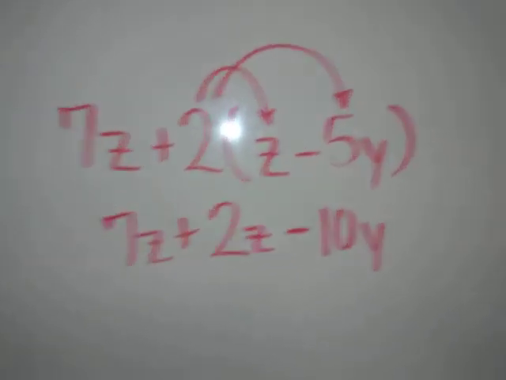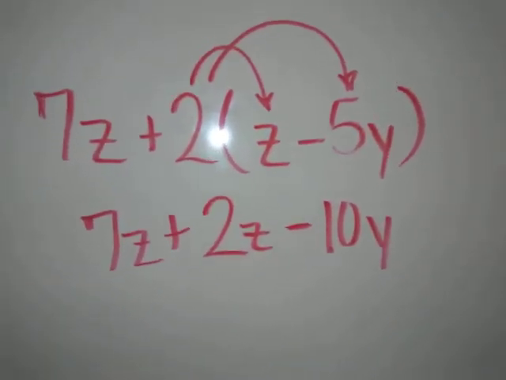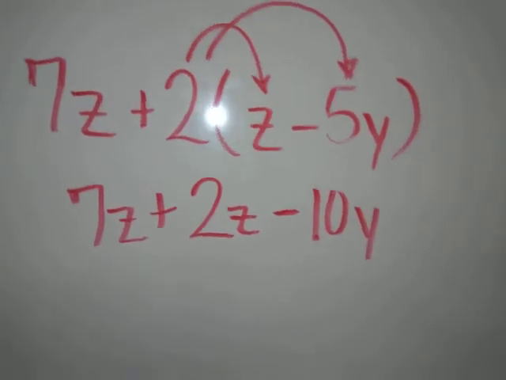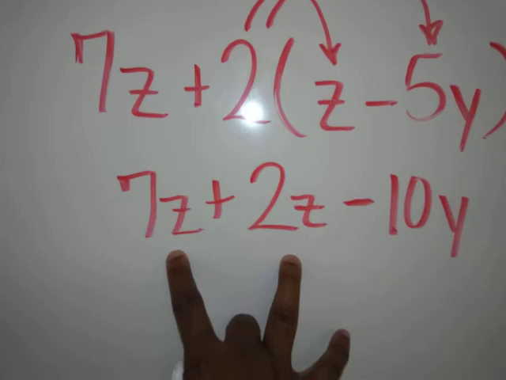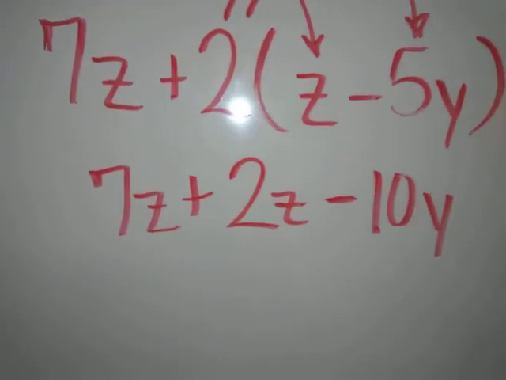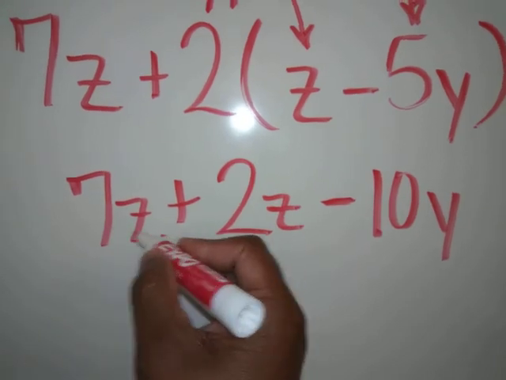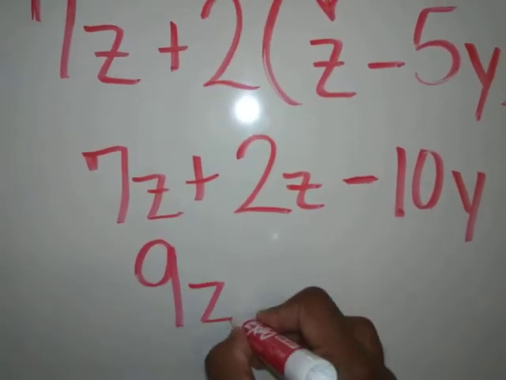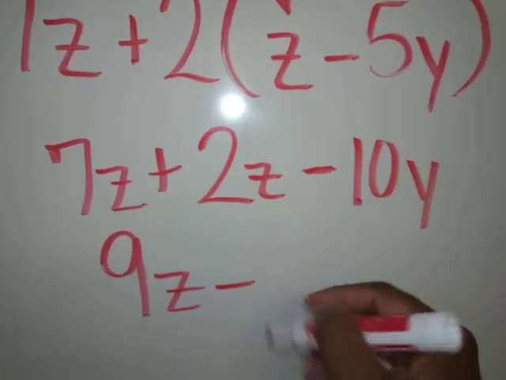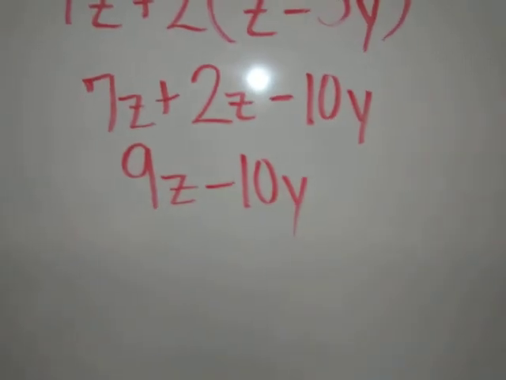Now we don't have to change any arrangement at this current moment because we do have our like terms already paired next to each other. So we just go ahead and solve this. These are like terms. They have the same variable raised to the same exponent. Okay, so we can combine them. So 7z plus 2z is 9z. We're going to bring over the rest of this, minus 10y. That is in simplest form.